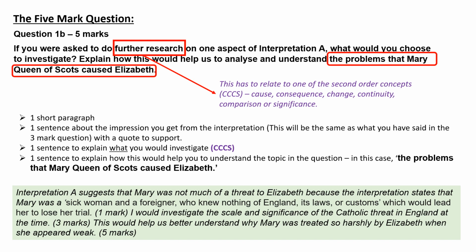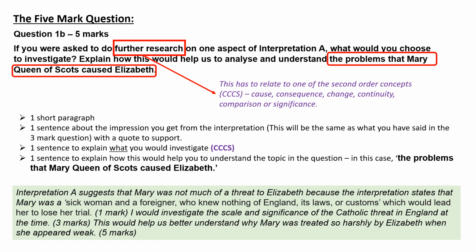We've given a sentence to explain what we would investigate, and we've given our impression from the interpretation. So this 5-mark question is a little bit unusual in terms of the way that it's phrased, but it will always be phrased in the same way.